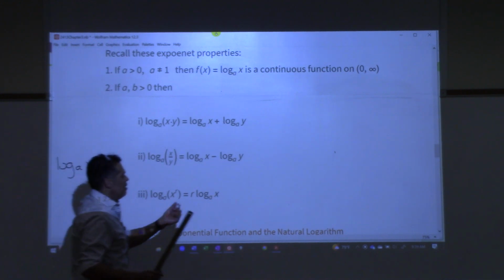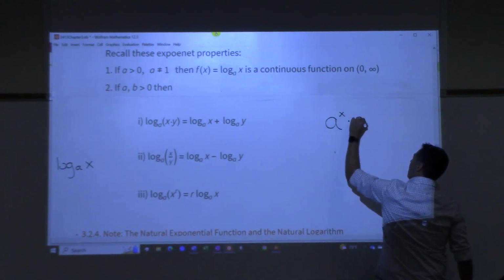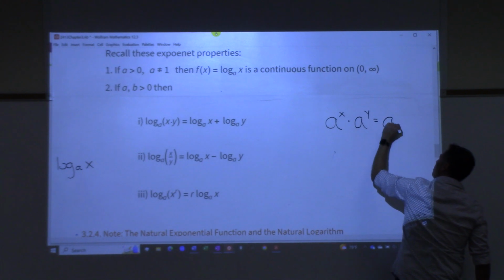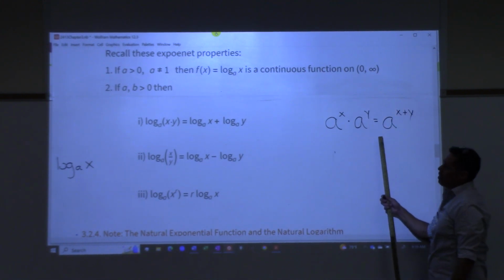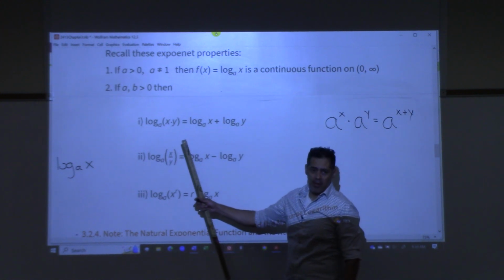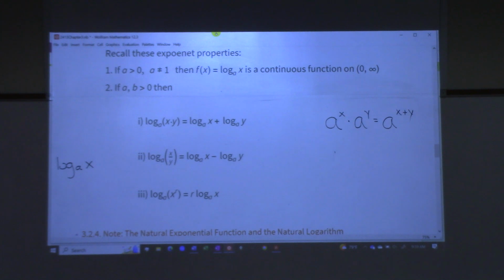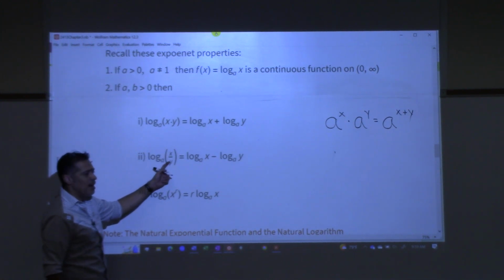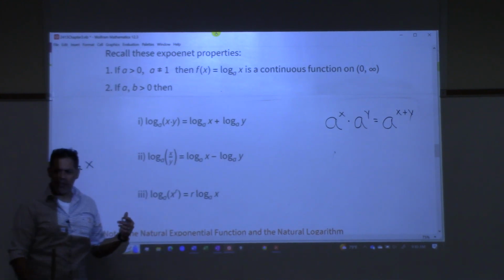It's kind of like, we were talking about the properties of exponents a second ago. We said if you have a to the x times a to the y, then all you do is you add the exponents. That's a property of exponents. But this is a property of logs, and it's different than that. And then this one says if you have a single log with division inside, it turns into two logs with subtraction. Do these look familiar?